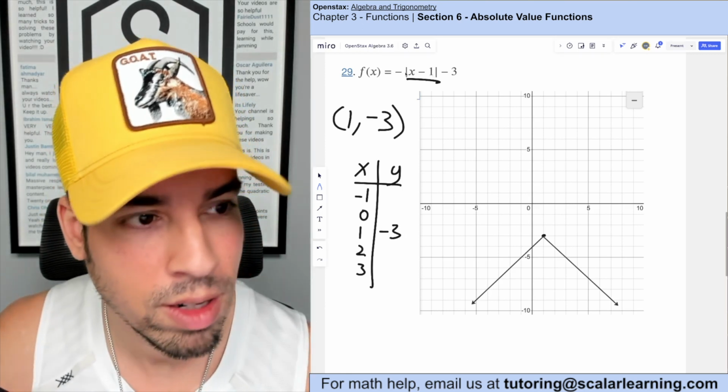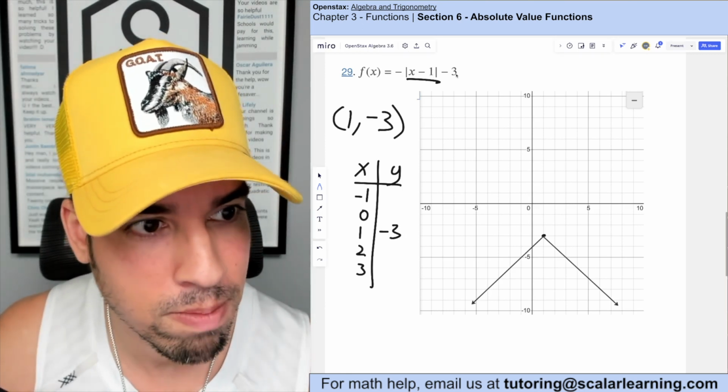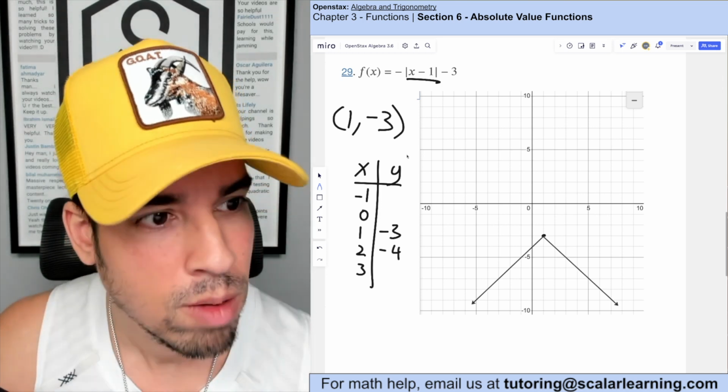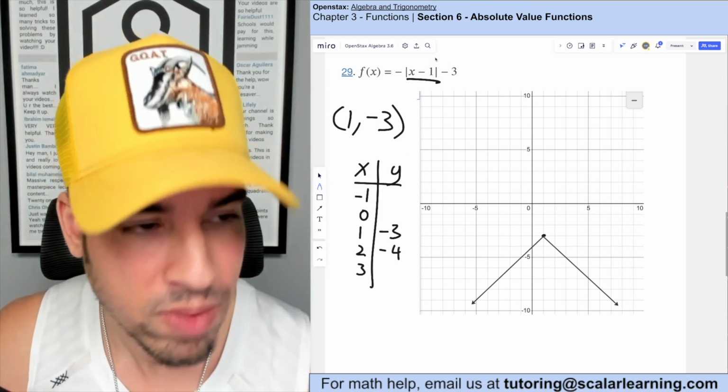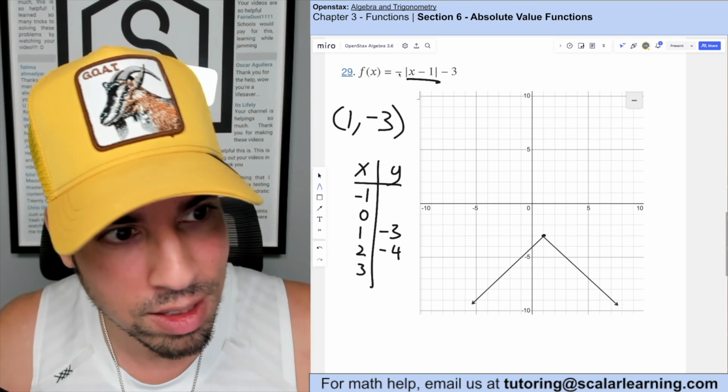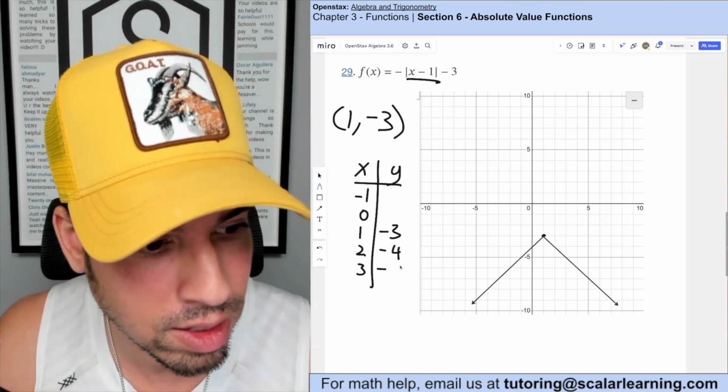2 minus 1 is 1. That's negated is negative 1. Minus 3 is negative 4. Plug in 3, minus 1 is 2. Absolute value of 2 is 2. Negated is negative 2. Minus 3 is negative 5.